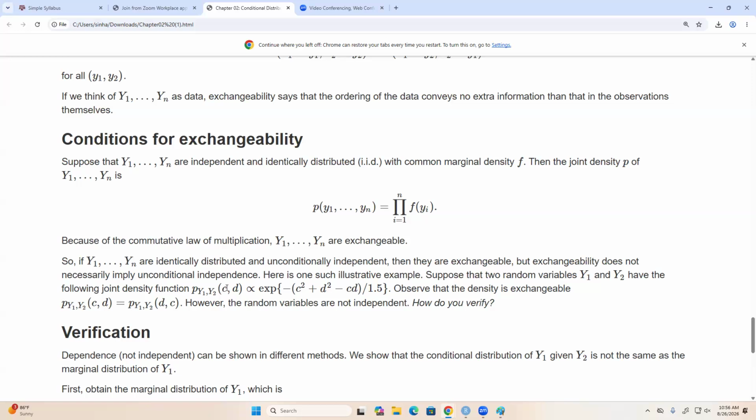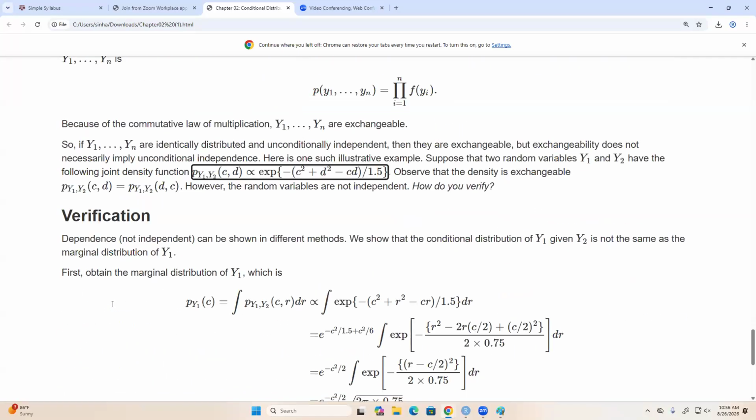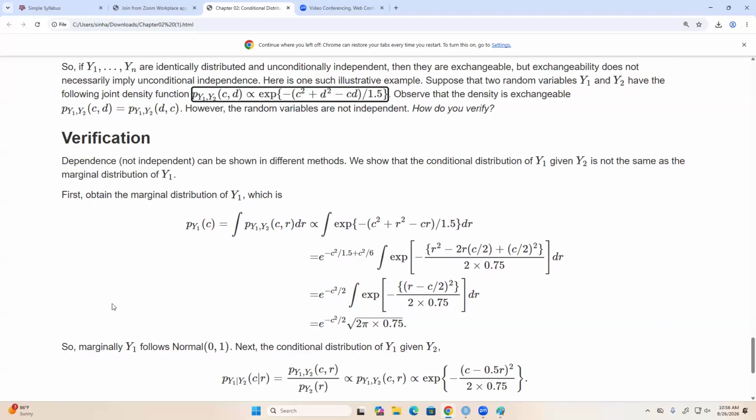But what about independence? Are the two random variables conditionally independent or unconditionally independent? It can be verified in many different ways. I will do the following. I will calculate the marginal density function of y1, and I will check if the marginal density is the same as the conditional density of y1 given y2. If they are, then they are independent. If they are not, that means they are dependent.